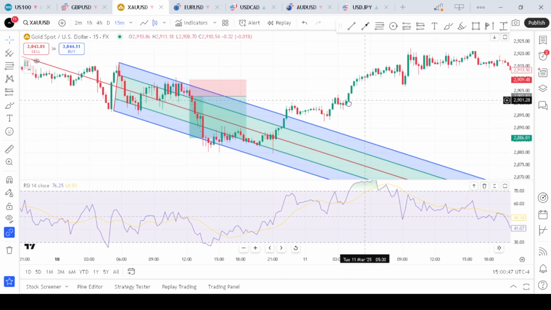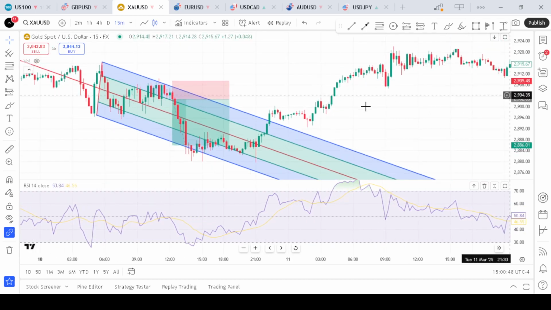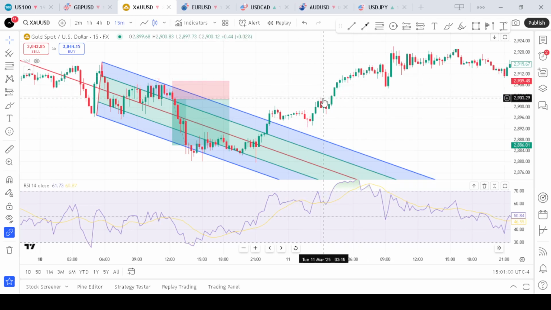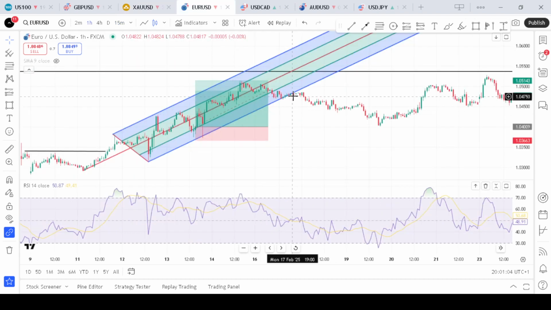So when price breaks out, this can be a signal for an extended move in price. If it's from the upside, it means that price is going to the upside, with strong bullish momentum, and when price breaks out from the downside, it signals strong bearish momentum.